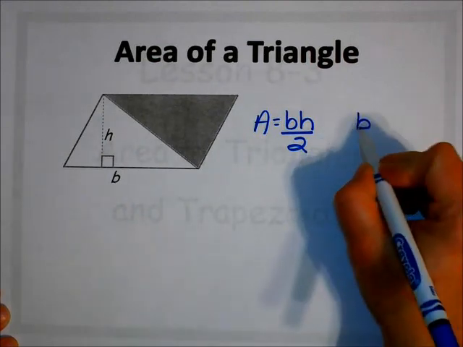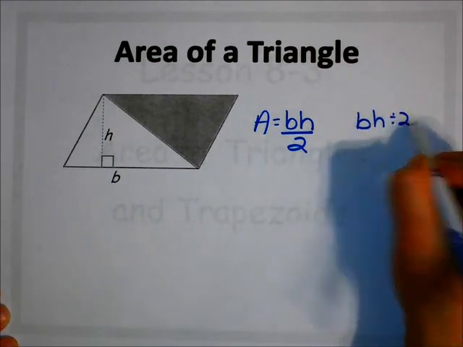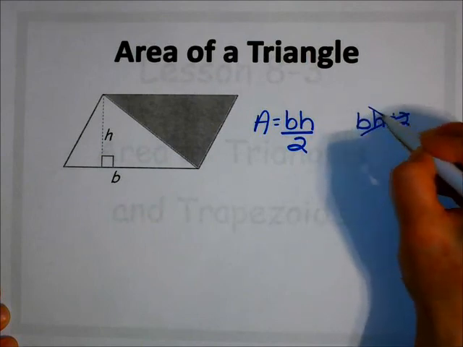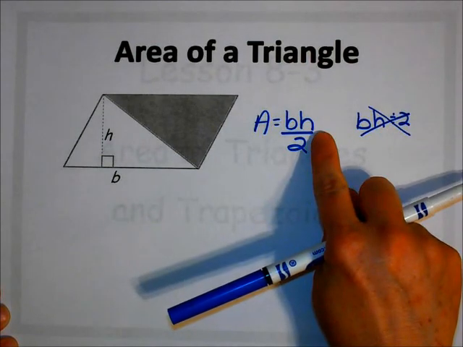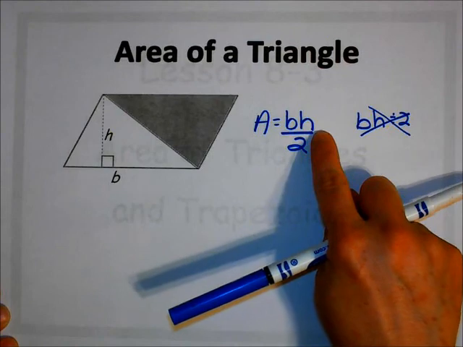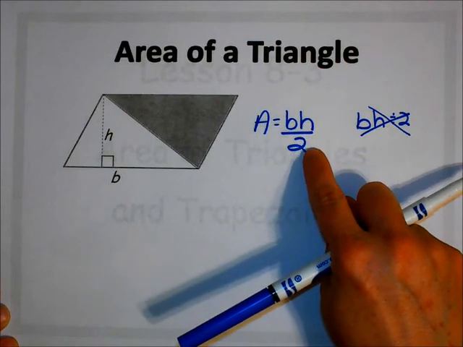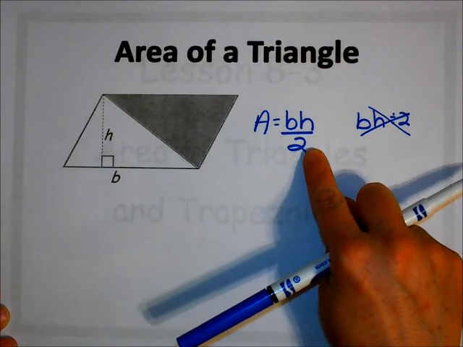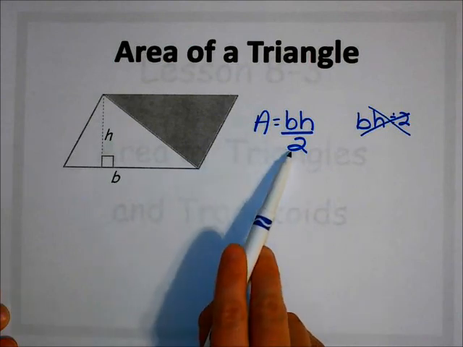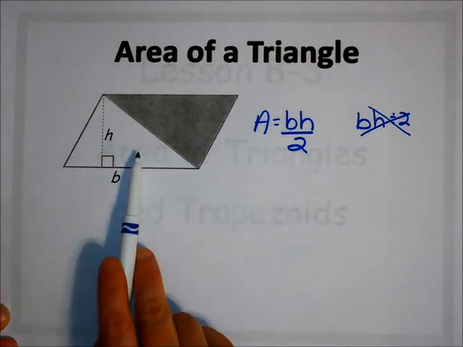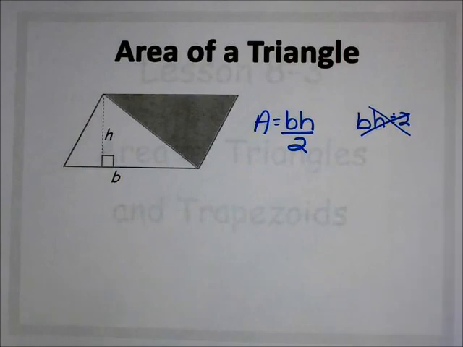Notice that I did not put base times height divided by 2. That's not how you write the formula. The correct way to write the formula is base times height, use a fraction bar to show division, divided by 2. And remember, we divide by 2 because a triangle is half of a parallelogram.